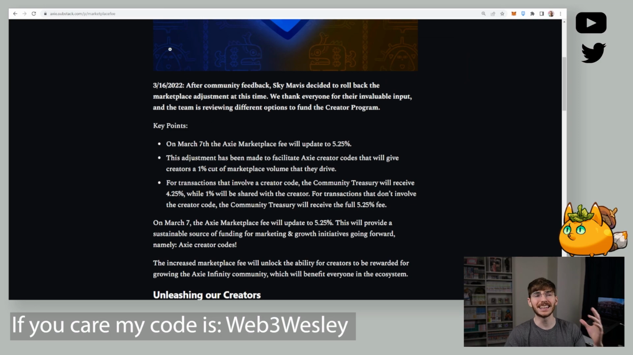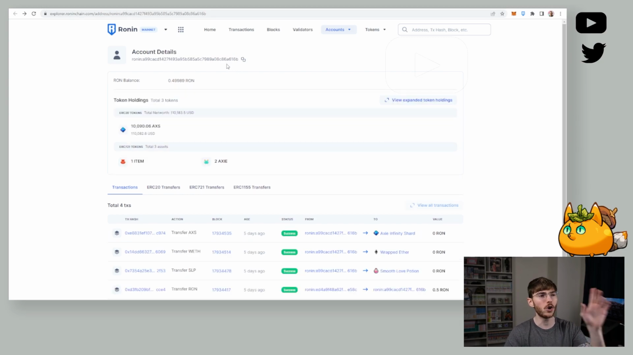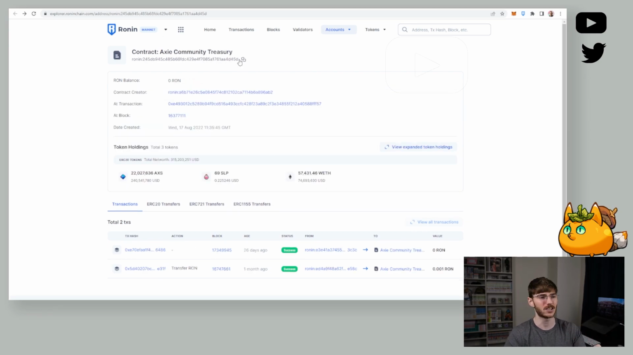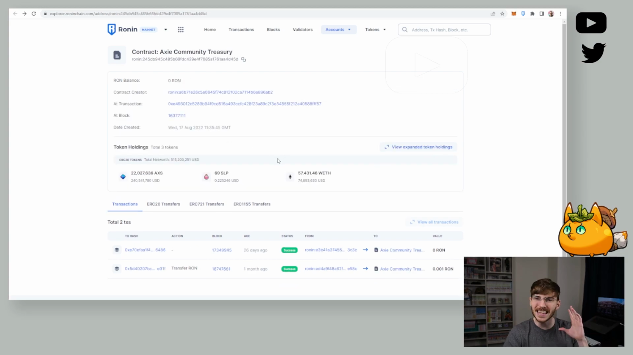All of these funds collected go to the Axie Community Treasury. This is the new community wallet. They recently also changed the community treasury from the old wallet listed here from the white paper to this new one. They announced this in Discord, and they're still in the process of occasionally moving some of the funds here. The other big important thing to note is that this number is not real.